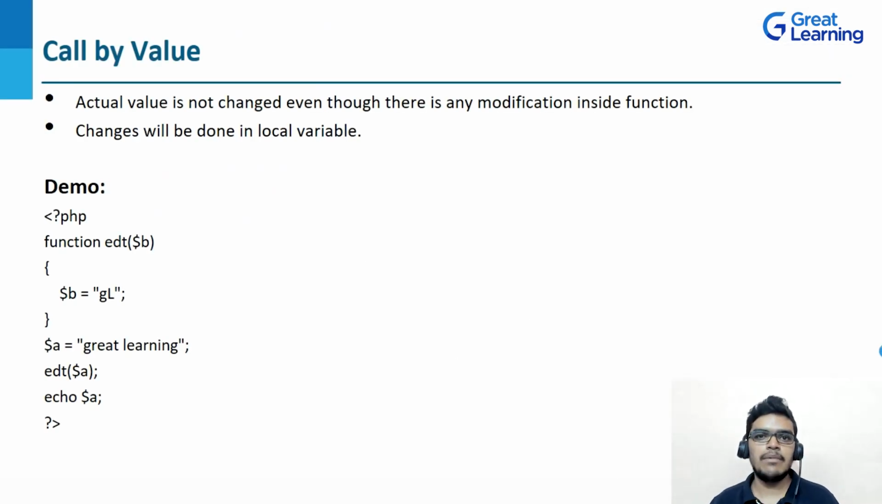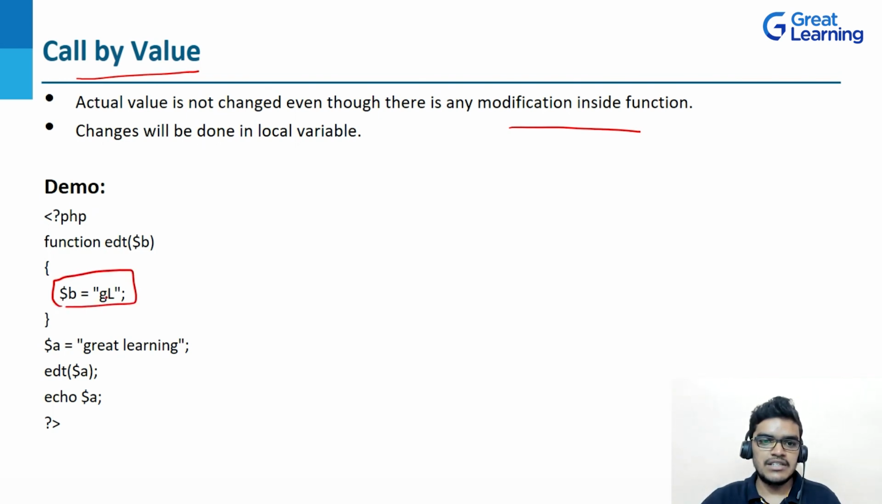Now we will see call by value and call by reference. So what do you mean by call by value? So in call by value, actual value is not changed even though there is any modification inside the function. So this is my function, and here I am changing this variable to GL, right? But my actual value is Great Learning, right? So even though there is any modification inside the function, then also my actual value will not change. So if I will print here, I will get my output as Great Learning, right?